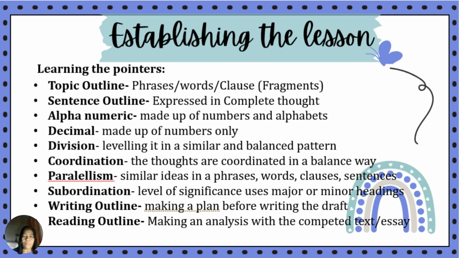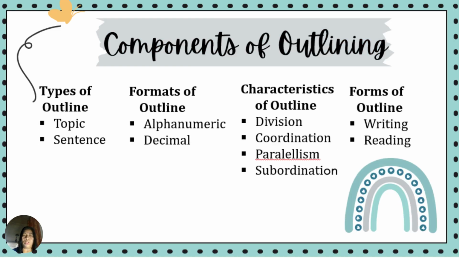Okay. All right. So this is now the summary of what I just read and pointed out about the things that you need to remember. Those are the types of outline, the topic and the sentence; the formats of outline, that's alphanumeric and decimal; the characteristics of outline: division, coordination, parallelism, subordination; and the forms of outline.